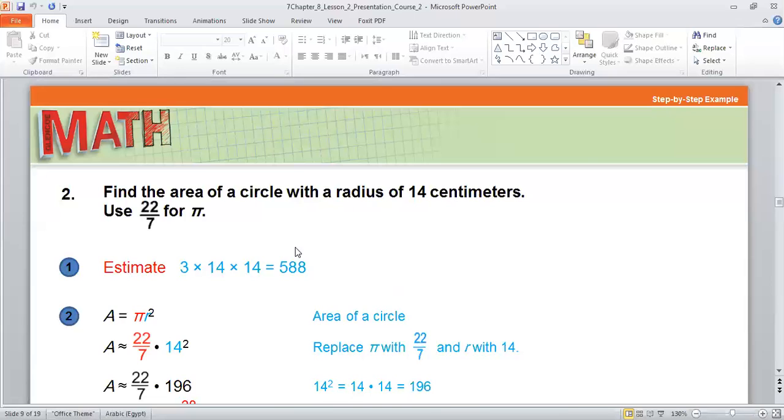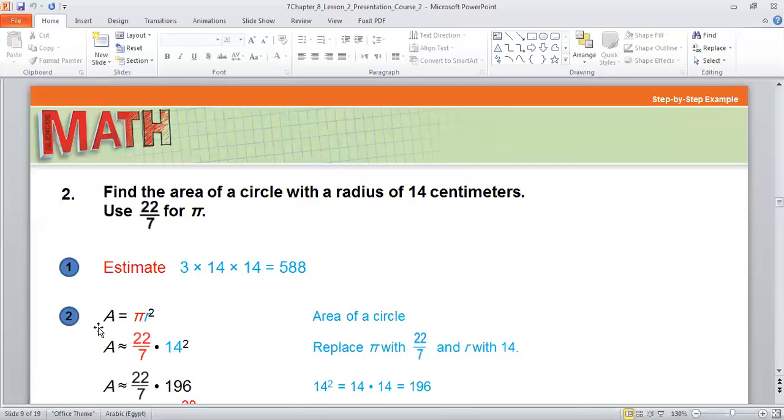Look with me at this example, please. He said in example number 2, find the area of the circle. He gives me the radius. What is the radius, ya Muhammad? 14 centimeters. And pi here is equal to 22 over 7.